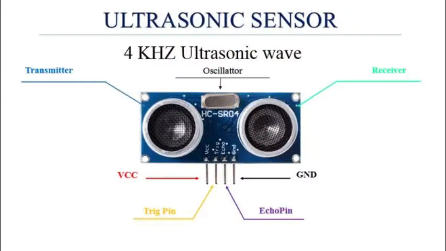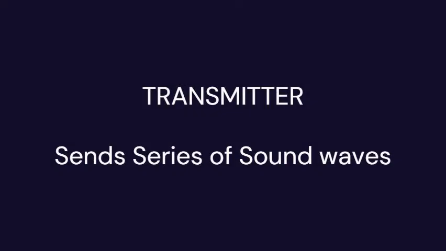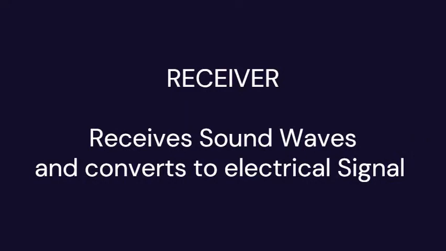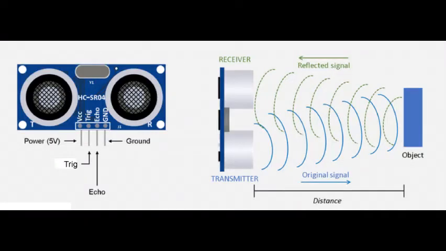The ultrasonic sensor has basically two parts, the transmitter and the receiver. The transmitter emits the sound waves, and the receiver encounters these sound waves after they have traveled to and from the target. The receiver receives the reflected sound waves from the target object to calculate the distance.